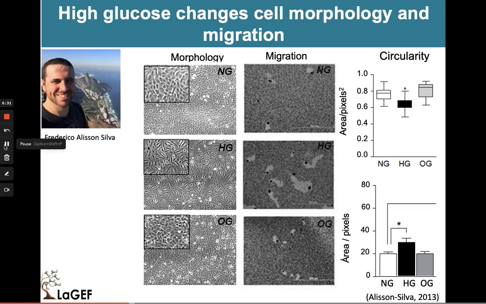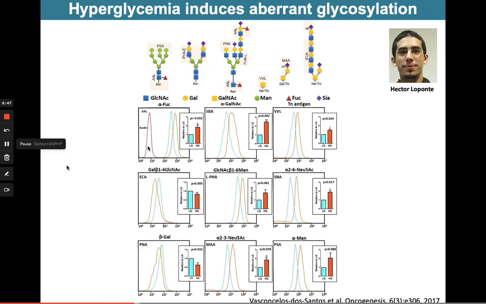High glucose changes cell morphology, so cells grown under hyperglycemia become more elongated and presented increased migration when compared with normoglycemia. Hyperglycemia induced aberrant glycosylation, as we can see by flow cytometry using lectins. Among them, we can see here an increase of alpha-2,6 linked sialic acid and alpha-2,3 linked sialic acid, together with a decrease of beta-gal epitopes.